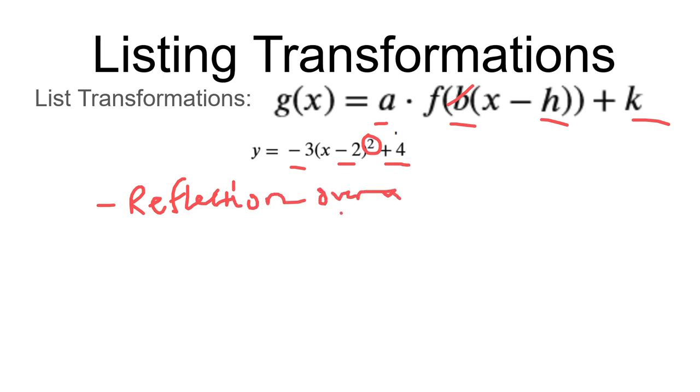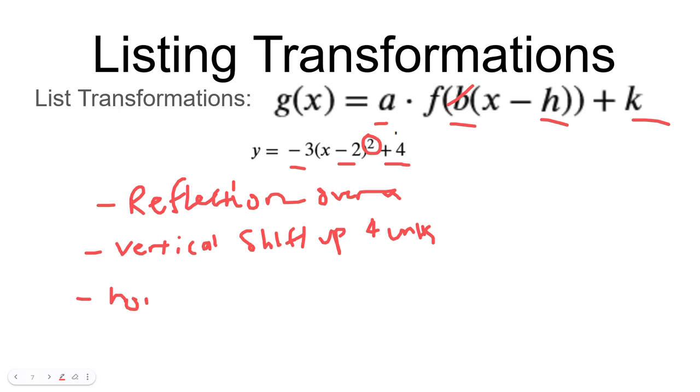reflection over x, and we also have a vertical shift up 4 units, and oh wow, we also have a horizontal shift right 2 units. Okay, I'm sorry if you can't read this, but just bear with me. And you can't forget the 3.